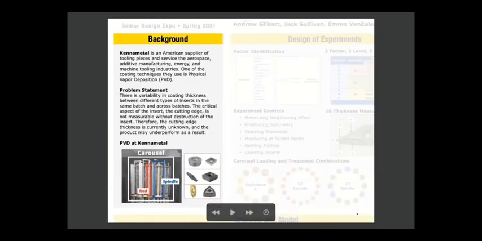Kennametal is an American supplier of tooling pieces that are used for metal cutting and service a wide variety of industries. Coating is a key aspect of cutting-edge performance. One coating process they use is physical vapor deposition, PVD.